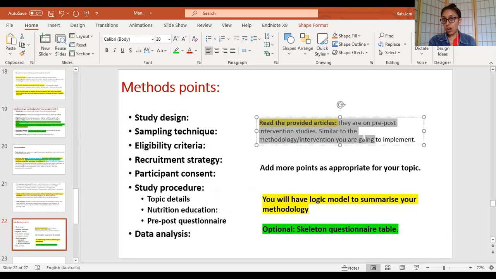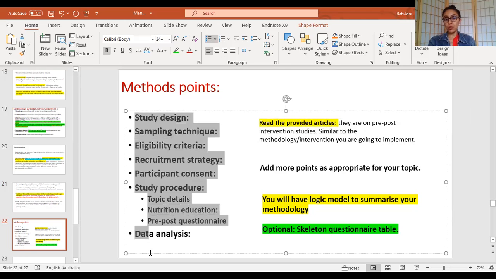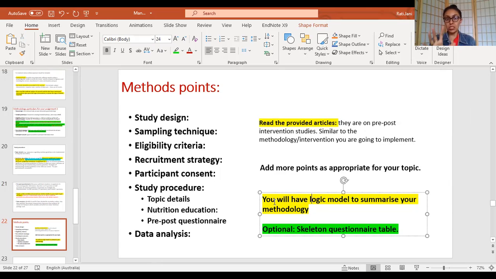Read the articles that I have provided to you on Canvas during your ethics application. They are pre-post intervention based. If you have already found similar intervention based articles in your space, read the method section of those articles. This will give you a better idea and confidence as to how you should be drafting your own. Then add in more bullet points to this as and when you feel appropriate. You're totally fine. This is just a brief guideline, but you can add in more things.